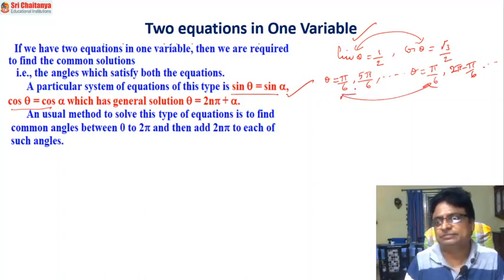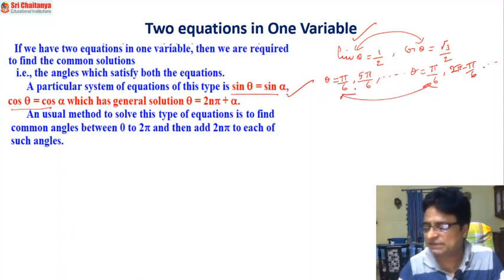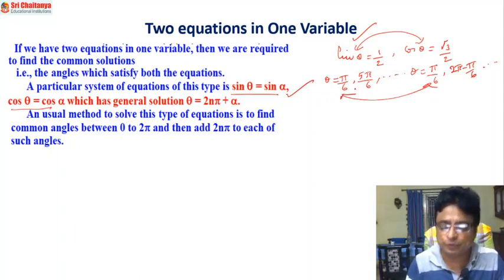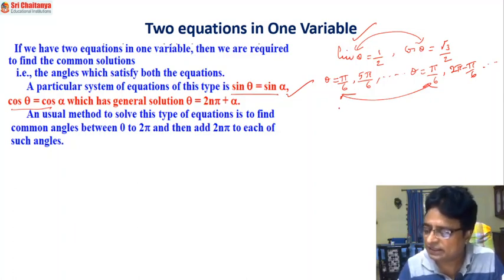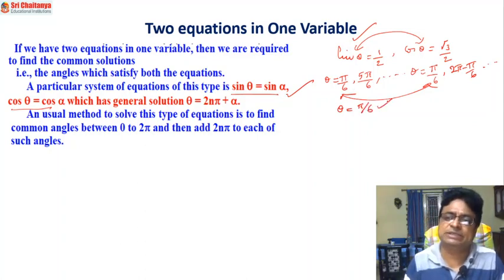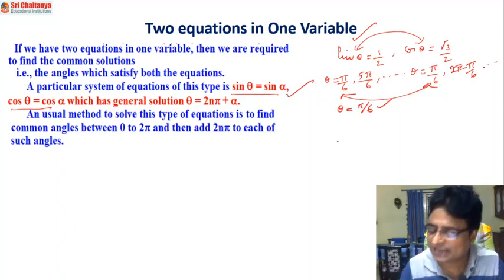Of course, here this is the only common angle. Sometimes there exists more than one common angle that can satisfy both the equations. Then what to do? Then take those common angles. So here my common angle which satisfies both the equations is theta is equal to pi by 6. Now just add 2n pi to that pi by 6, which gives the general solution of this trigonometric equation, where n is an integer.